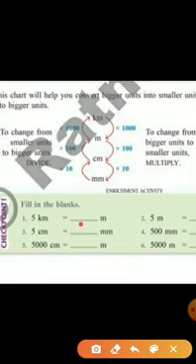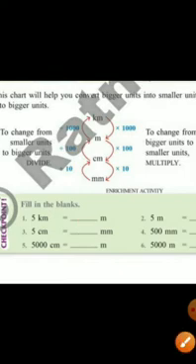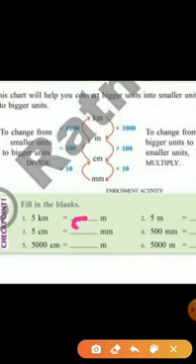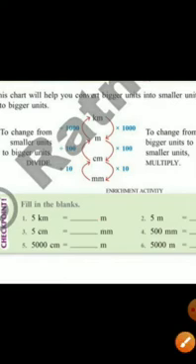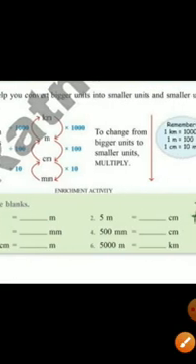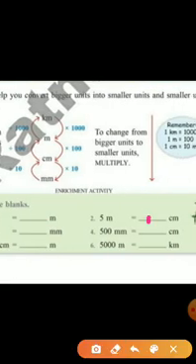Now coming to the third one. 5 centimeter is equal to how many millimeter? 1 centimeter is equal to 10 millimeter. Hence 5 centimeter is equal to 5 into 10, that is 50 millimeter. Now see the fourth one. 500 millimeter is equal to how many centimeter? Now here we have to change the unit from millimeter to centimeter, meaning we need to go from smaller unit to bigger.